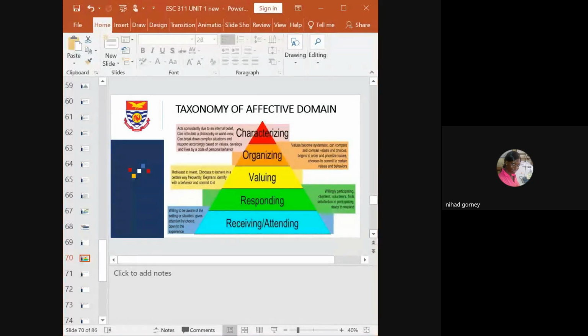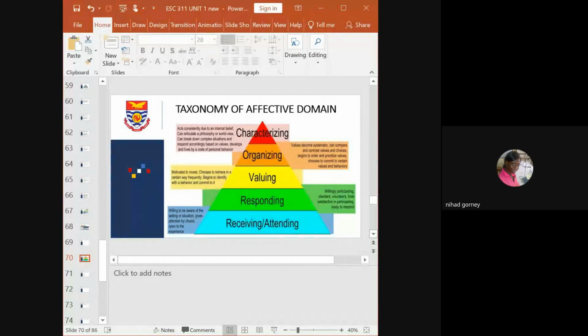And the higher one is to respond. Is the person willing to participate? You see an obedient volunteer; he finds satisfaction in participating or is ready to respond. So, it is different from just being aware. At the receiving end, you are just being aware. At the responding end, you are willing to participate.